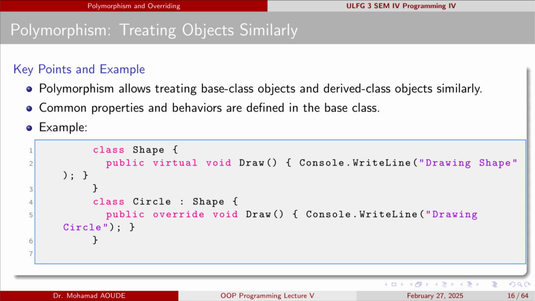Now we explore a key OOP concept: polymorphism. The word means many forms. In programming, it means you can treat objects of different types through the same interface. Example: shape has a method draw. Both circle and square override draw. You can loop through a list of shapes and call draw, and the correct version will be called for each shape automatically. This is runtime polymorphism, and it's what makes object-oriented systems truly scalable and flexible.